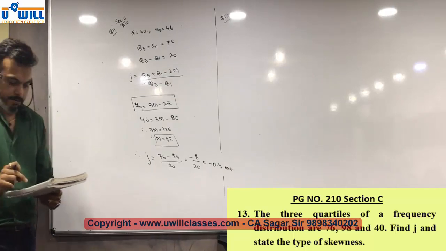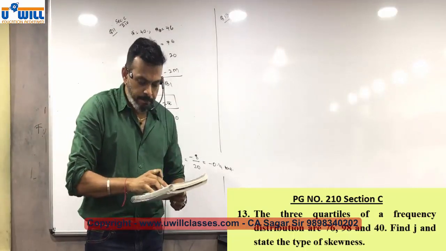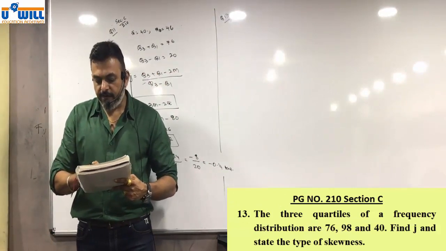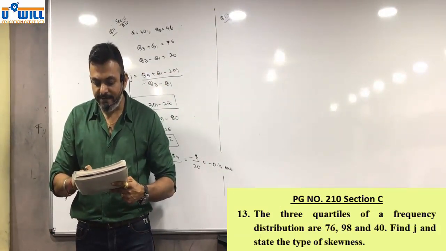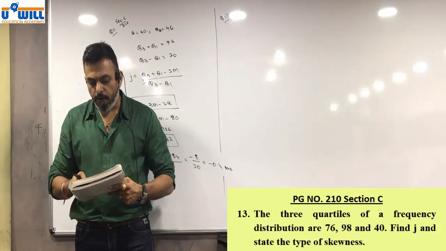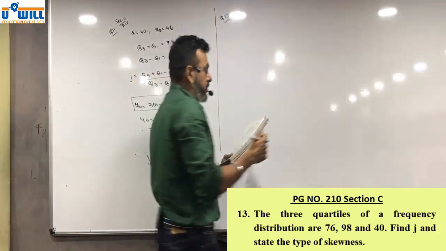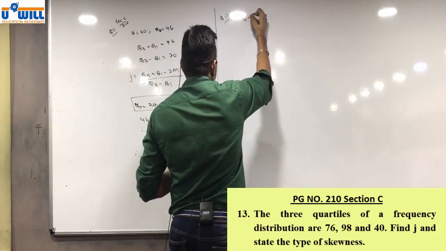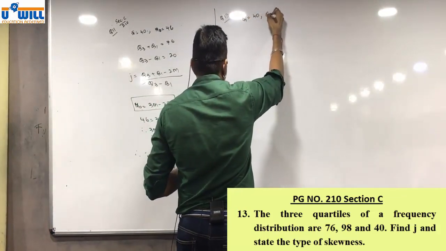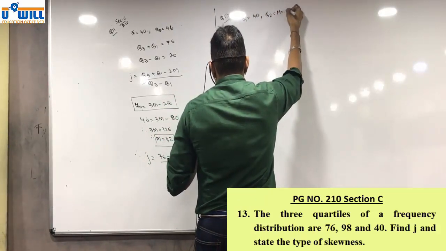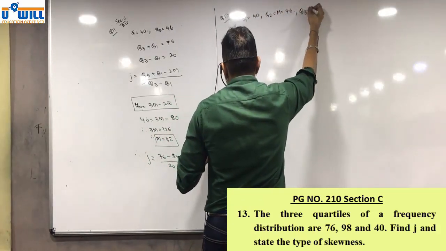Question number 13. It is easier. The three quartiles of a frequency distribution are 76, 98 and 40. Find J and state the type of skewness. Now let's first write which one is Q1. Q1 minimum is equal to 40. What is Q2 or median? 76. And what is Q3?